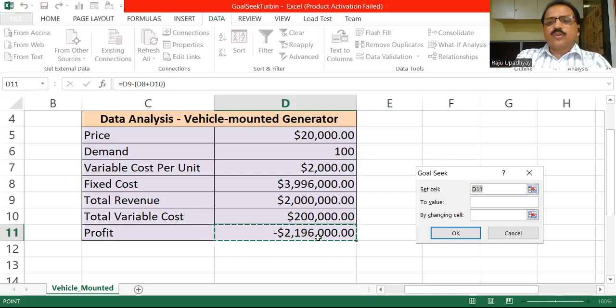Next to that, we have To value. By what value do you want to change it? Obviously, I want a break-even value. The break-even value is always 0, no profit, no loss. So I'll put a value 0 over there.